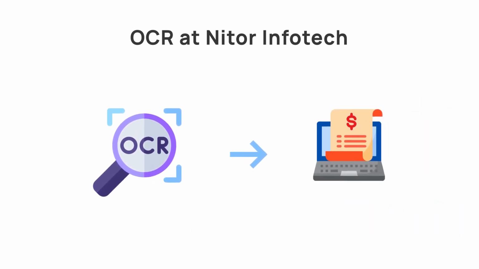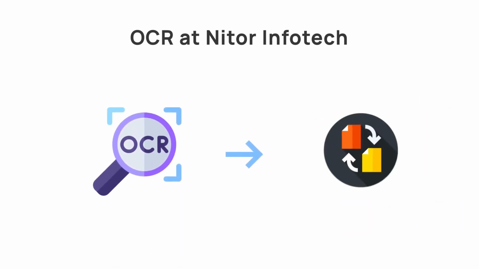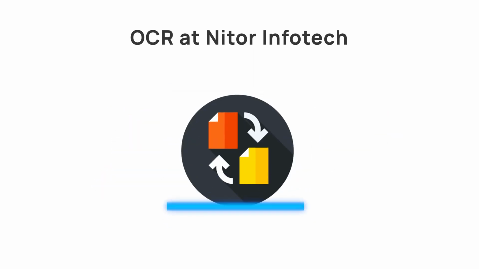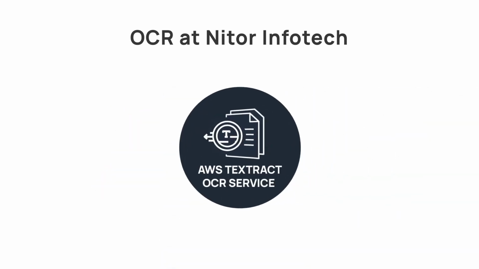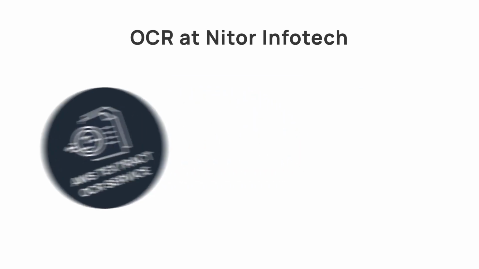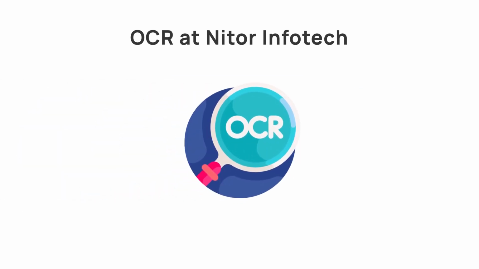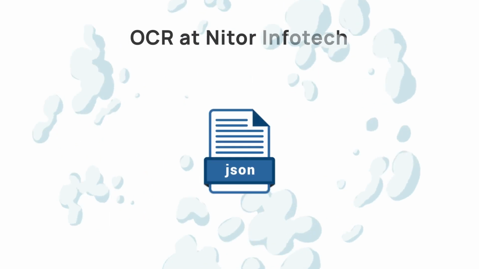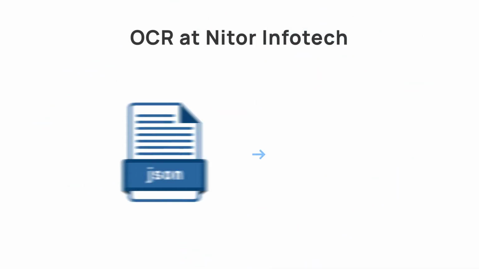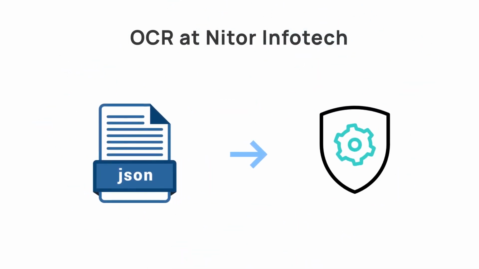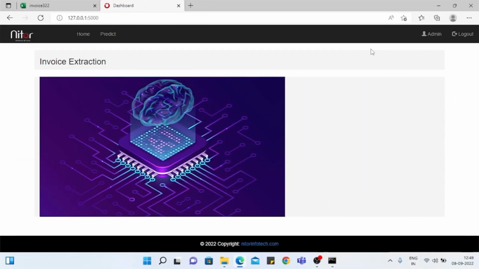In the OCR module, the invoices are preprocessed and converted into the correct format for processing. They are then scanned and processed using the AWS Textract OCR service as the primary tool. In the post-processing phase, a response is received from the OCR engine and converted into a JSON format. This response then undergoes post-processing as and when required. Here's a quick look at how we conduct invoice text extraction at Knitter Infotech.